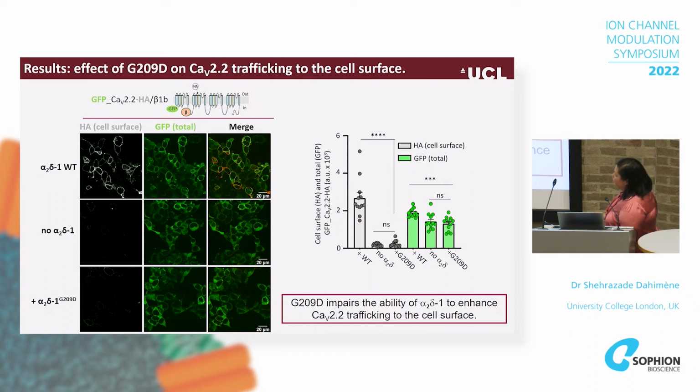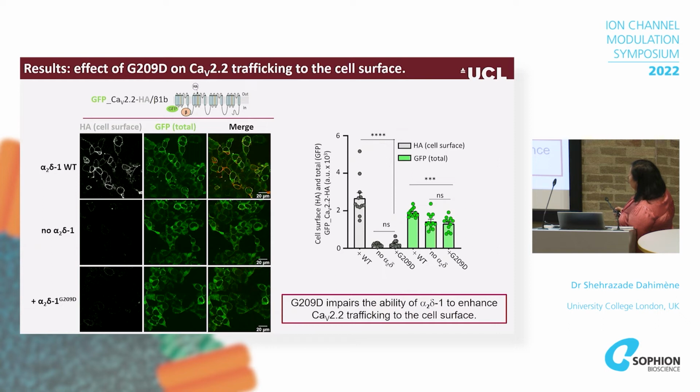And as you can see, in the presence of wild type alpha 2 delta 1, we can see a nice expression of CAV 2.2 at the cell surface, compared to no alpha 2 delta. And this was again not the case in the presence of the mutant. And this is the quantification of the HA in gray and the GFP in green, where we can see that there is no difference between the condition where the mutant is expressed compared to the no alpha 2 delta condition.